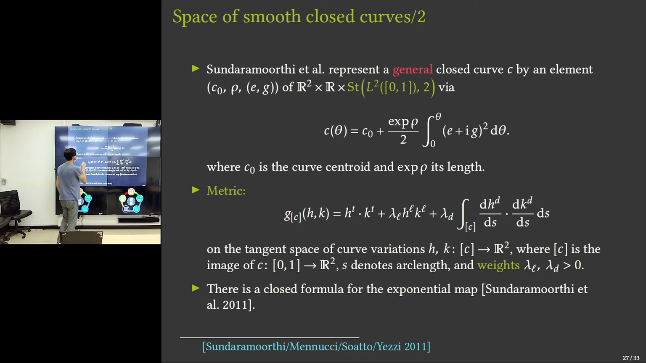These authors represent a general closed curve, so not of unitary length in general, by an element with these three parts: C0, rho, and the couple EG. The couple EG is an element of the Stiefel manifold that we just saw. C0 is like the centroid, so it's a point in R2. And rho is related to the length of the curve, so it's a real number, okay?